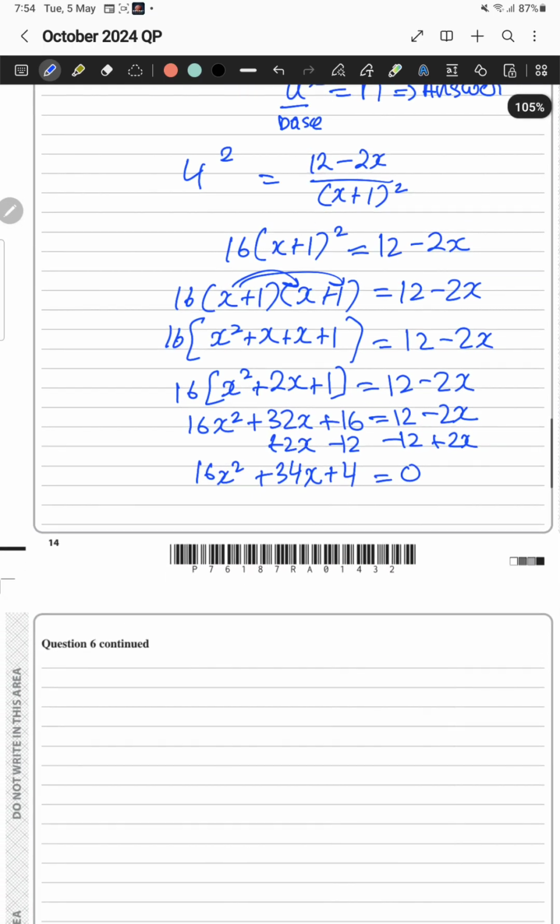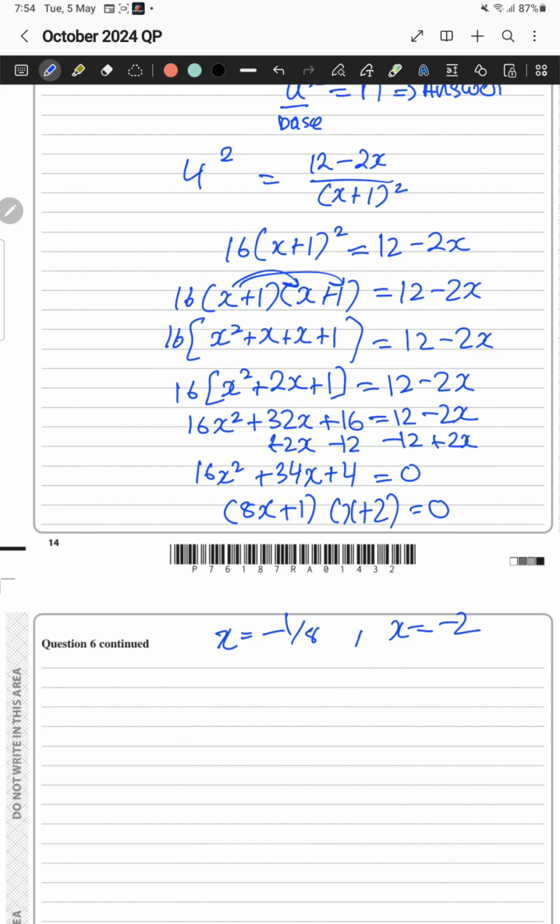Right, now let's just put this into our calculator. Let's see what we have. So we have (8x plus 1) and (2x plus 2) factorized. So that means x is going to be minus 1/8 and x is going to be minus 2.